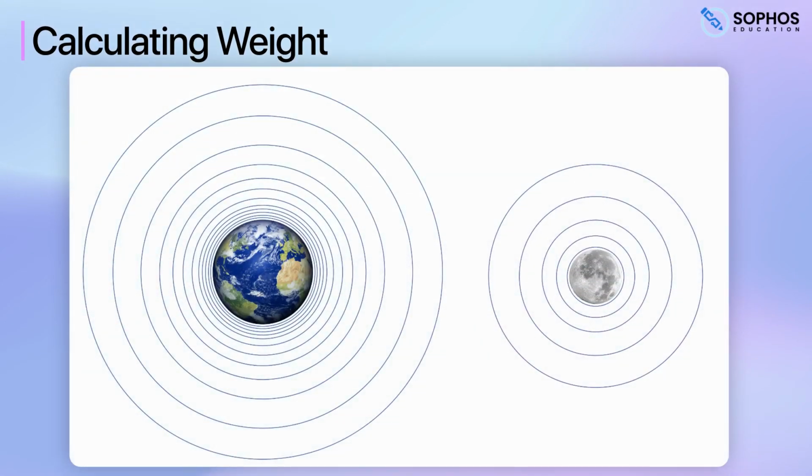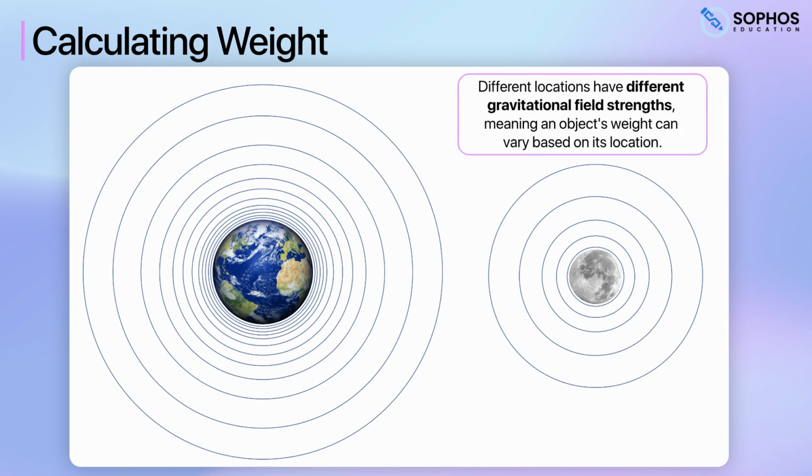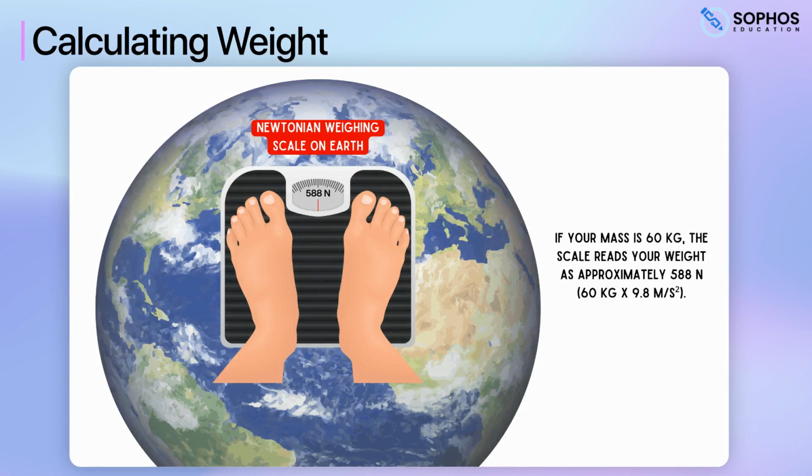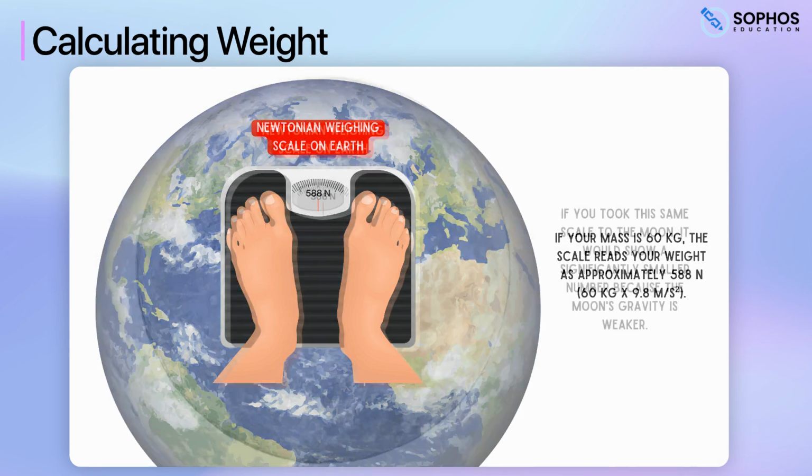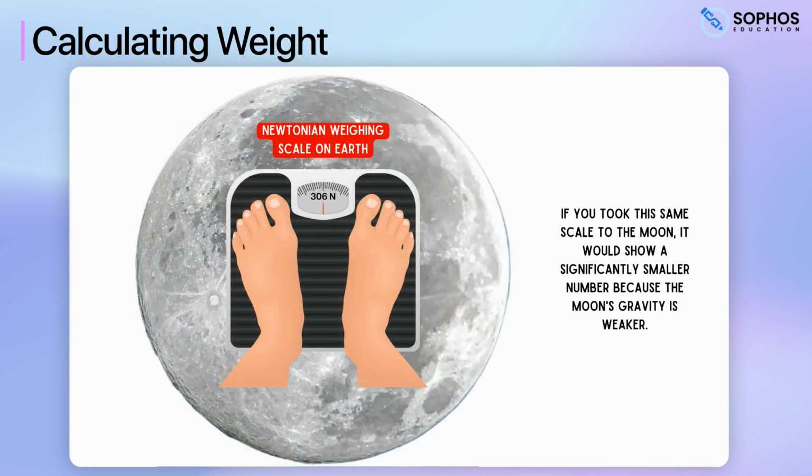Another thing to note is that the value for g isn't the same everywhere. As we've alluded to, different locations have different gravitational field strengths, meaning an object's weight can vary based on its location. For example, on the Moon, the gravitational field strength is about 1/6 of that on Earth, so you would weigh much less there. To further understand this, imagine you are on a Newtonian weighing scale on Earth. If your mass is 60 kilograms, the scale reads your weight as approximately 588 newtons, 60 kg times 9.8 meters per second squared. If you took this same scale to the Moon, it would show a significantly smaller number because the Moon's gravity is weaker.